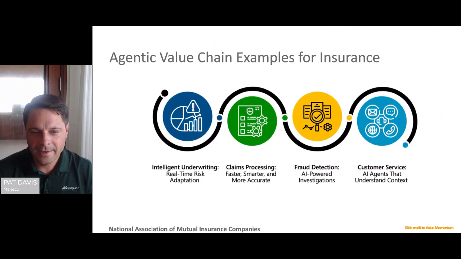Claims processing, again, the most obvious example here is that it's automatically taking action against documentation being provided by the insured, and it's automatically adding those items to that claim, but also the automatic settlement of claims for, call it, low dollar claims or low risk claims, and having them be auto adjudicated. Again, fraud using AI-powered investigations and using third-party data sources, and customer service is a place that you're going to see the use of agentic AI and generative AI in general explode.